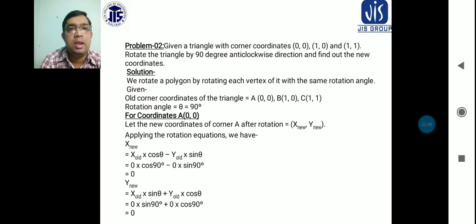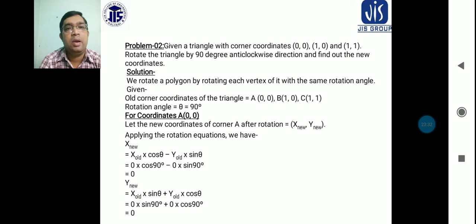Secondly, the new y is calculated as y new equals x old times sin theta plus y old times cos theta. Here x is 0 and theta is 90 degrees, so it is 0 times sin 90 degrees plus 0 times cos 90 degrees, which equals 0. So the new coordinates of point A after rotation are (0, 0).